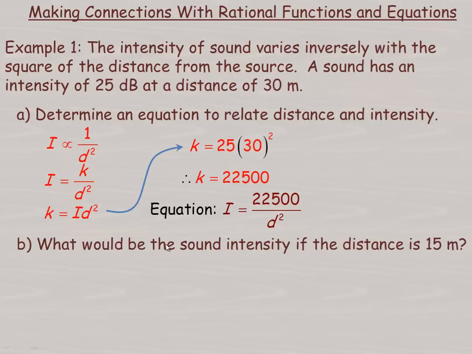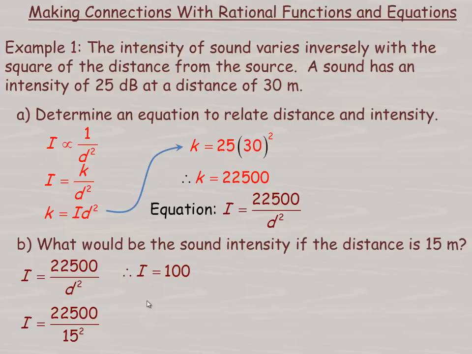Now in B, I'm going to solve B actually two different ways. One way is you can just use the equation. The distance has been reduced to 15 meters. So we're going to put 15 in place of d here. And so we're asked to find the intensity when the distance is 15. So 15 squared is 225, so we divide 225 into this number, we'll get 100. So the intensity would be 100 decibels.